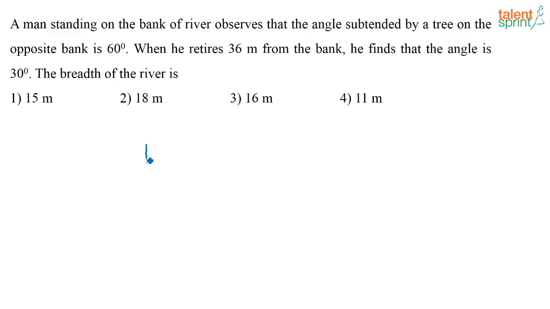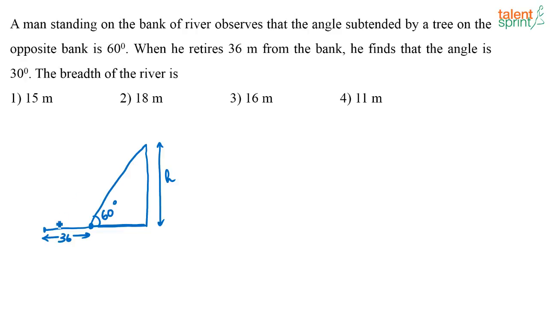A man standing on the bank of a river observes the angle subtended by a tree on the opposite bank is 60 degree. So this length of the tree, let us take it as h, this is the height of the tree. Now there is a river here and this man is standing on the bank of this river and observing this tree. Now this angle subtended by the tree on the opposite bank, that is, the angle of elevation here is 60 degrees. Now what is the man doing? He is moving 36 meters away. When he is going 36 meters away from the bank, the angle now has become 30 degree.